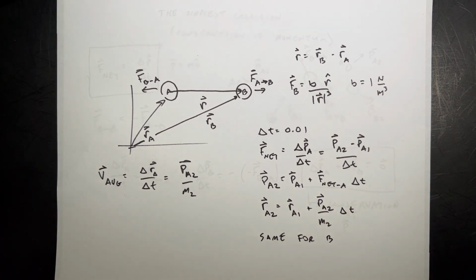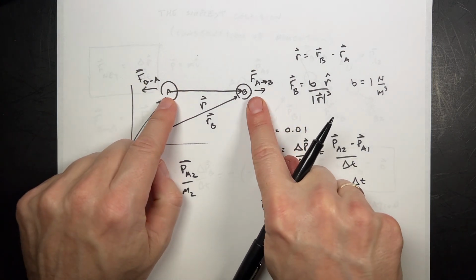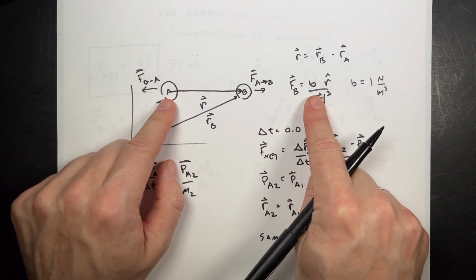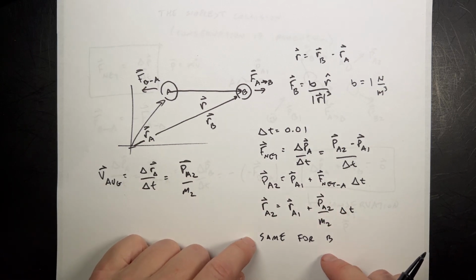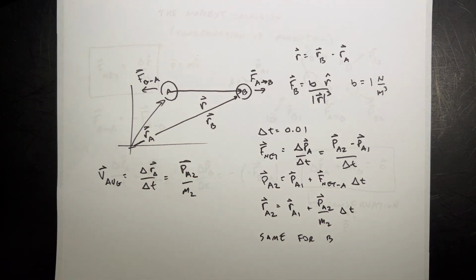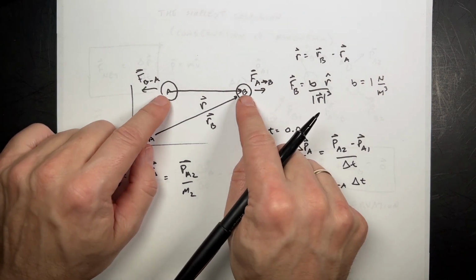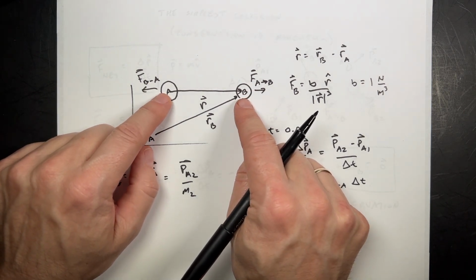So what I'm going to do is to calculate this vector. I'm going to use that to calculate the force. I'm going to use that force to update the momentum, update the position for both of the objects, and then do it again. Okay. And since they have equal and opposite forces on them, the momentum should be conserved.